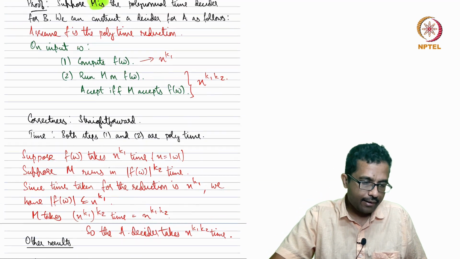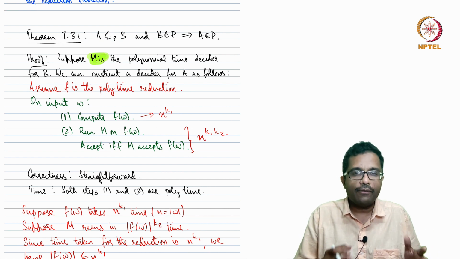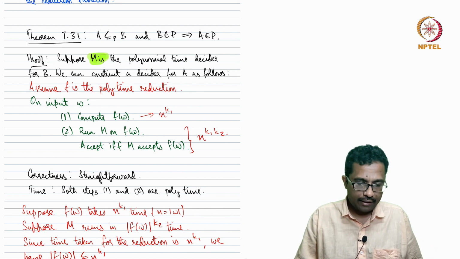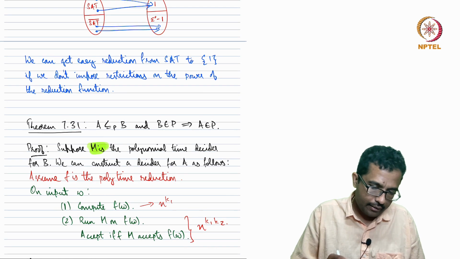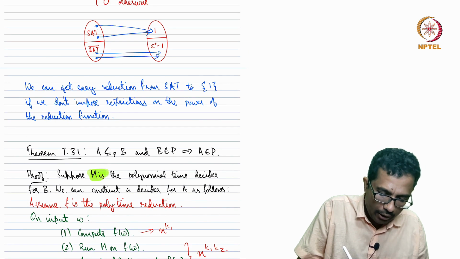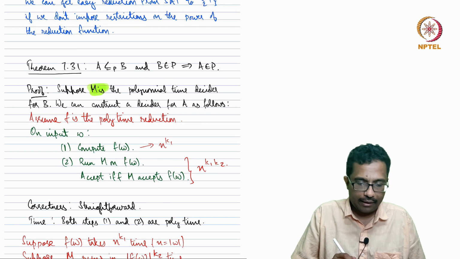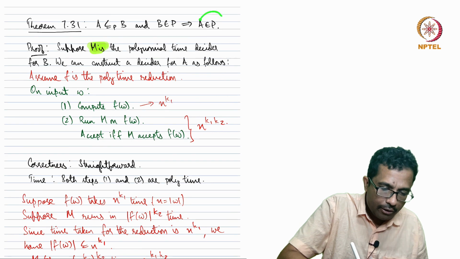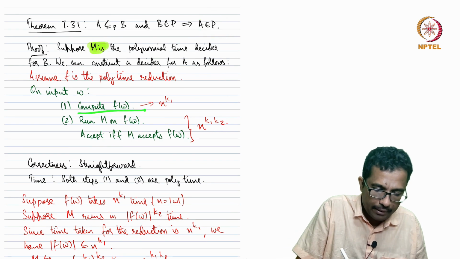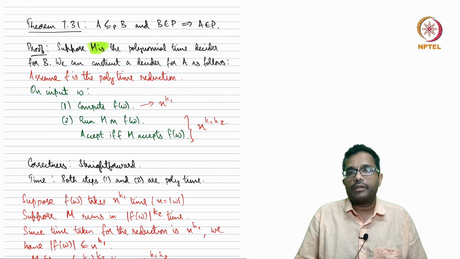So hence A is in P, right? We have given a decider for A which runs in polynomial time. And what I said before, the proof is complete. What I said before is that if we did not have this restriction, that the reduction from A to B is in polynomial time, we cannot infer this, because this first step itself could have taken more time than polynomial.